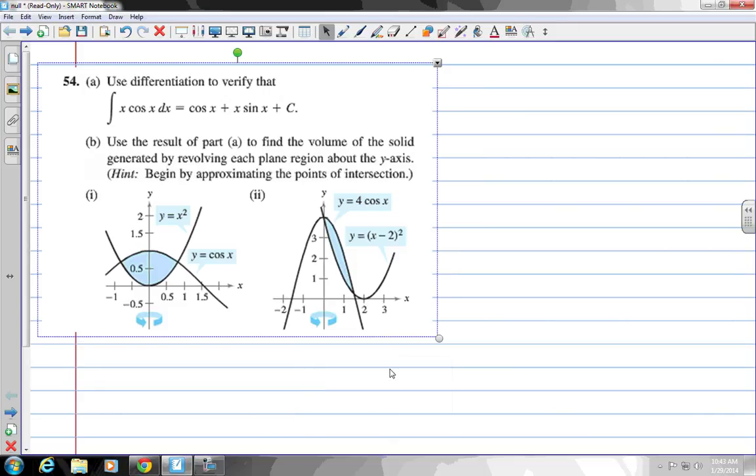So part A, if you take the derivative of the right, that's what they want you to do there. For part A, to verify, basically you just have to differentiate the right-hand side and get x cosine x, right? If you do that, what do you get? Negative sine x plus sine x plus x cosine x. So these two cancel, so done. Right?